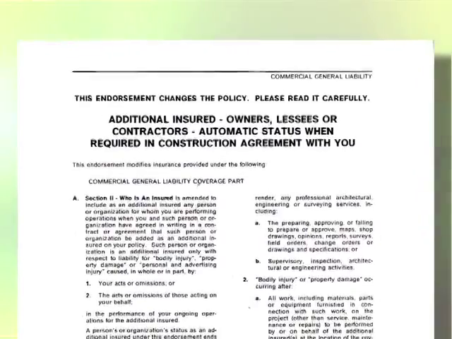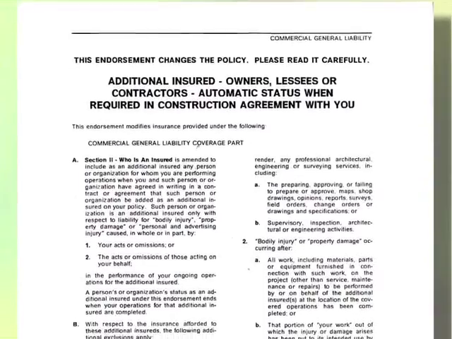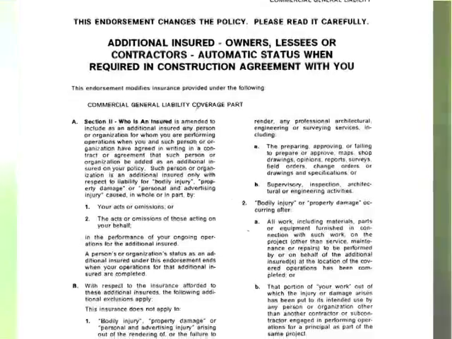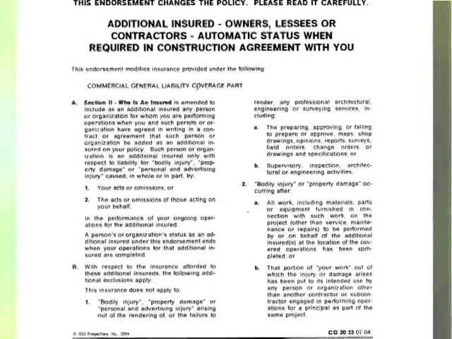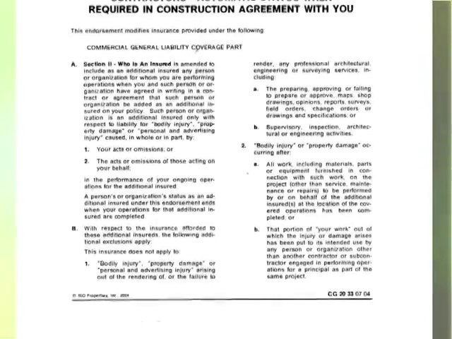I've given you a packet, and if you go into that, you will see an endorsement called the Additional Insured Owners, Lessees, Contractors, Automatic Status when required in construction agreement with you. There's no oral contract here. There's no purchase order without a requirement that they name you as an additional insured. You have got to have an actual subcontract agreement, or at least an agreement requiring that they name you as an additional insured.